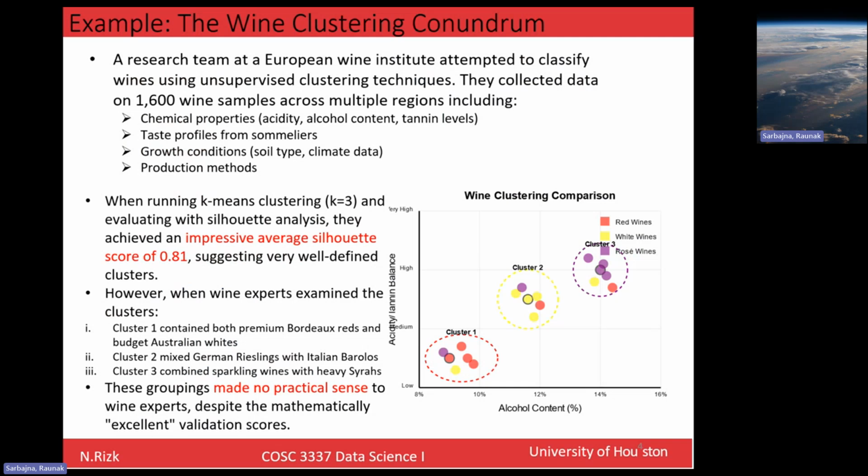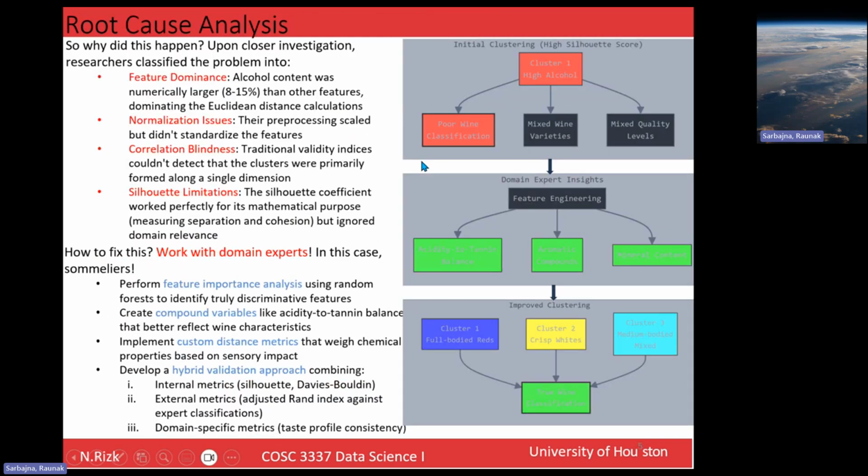they were collecting lots of different data. There are lots of different attributes that they were collecting, like chemical properties, taste profiles, growth conditions, production methods. But this alcohol content was dominating the entire clustering analysis results, right? Because of that, the algorithm was giving the total alcohol content a much bigger weight than the other features. So the entire data set itself was scaled but was not standardized. You know what scaling and standardization is.